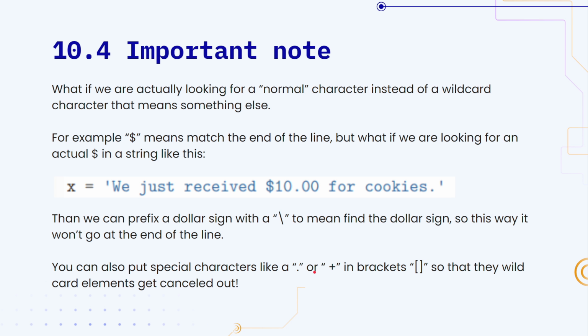So this is an important note to consider: what if we're actually looking for a normal character instead of a wildcard character, but it means something else? For example, a dollar sign means match the end of the line. So kind of like that caret, but the opposite, it matches at the end of the line. It's a type of wildcard character. But what if we actually want to match a dollar sign in a string? For example, let's say we have a string like this. We actually want to look for a dollar sign to get the value maybe of $10.